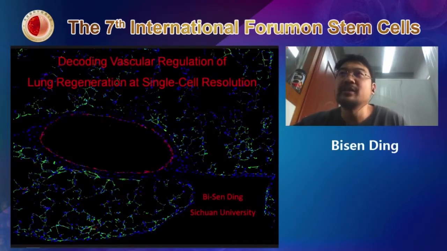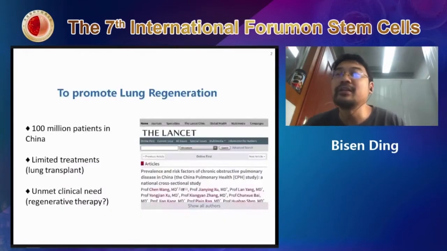So this screen is just an example of how heterogeneous lung endothelial cells are. The green cells are vascular capillary microvascular cells, and in the middle there is a large artery endothelial cell that is marked by red fluorescence. So we hope not only to study the phenotypic heterogeneity, but also to understand how these heterogeneous cells play different functions in regulating lung regeneration and other organ repairs.